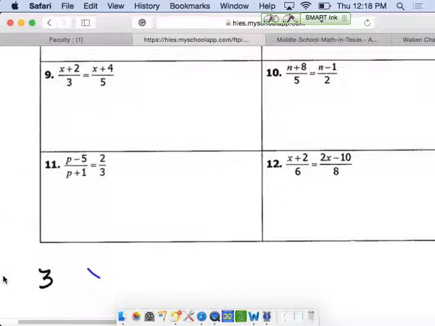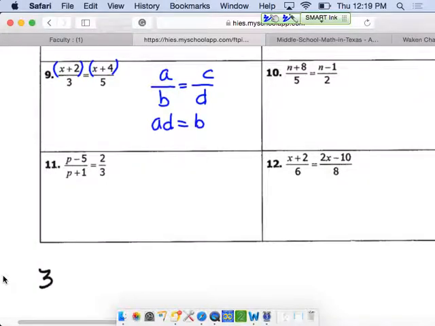Let's move to number 9 on the next page. Just a few things to point out here. With a problem like number 9, you can think of the fraction bar as a grouping symbol. And here I'm just going to cross multiply. And you may remember this property from last year. A over b equals c over d. That implies that a times d equals b times c. Properties of extremes and means.